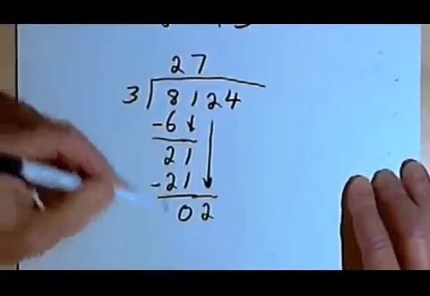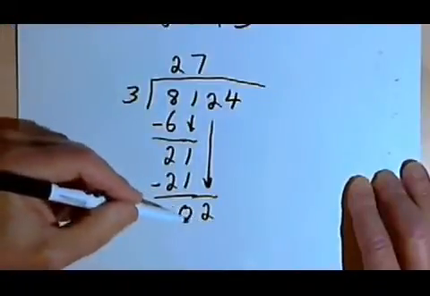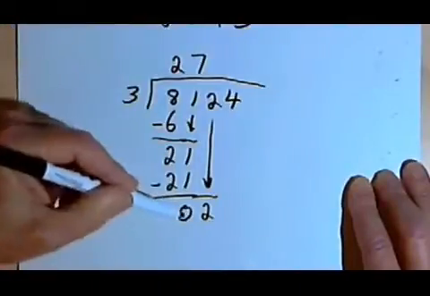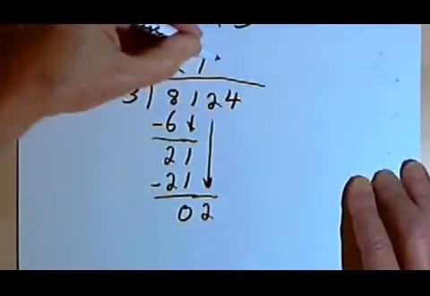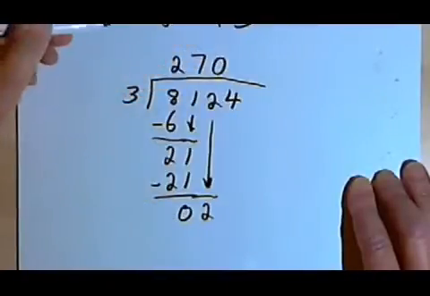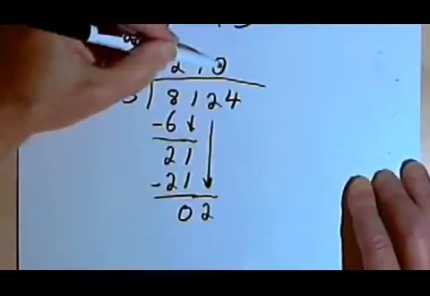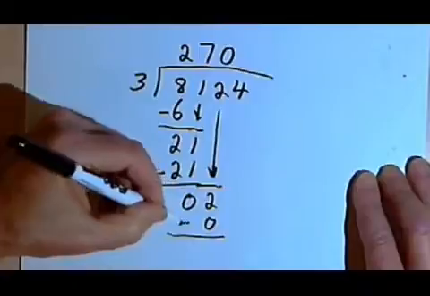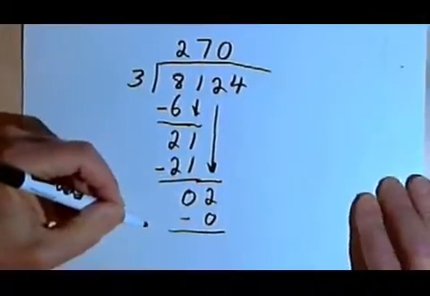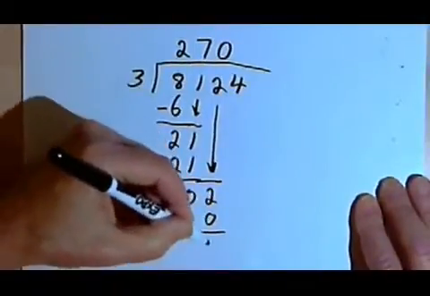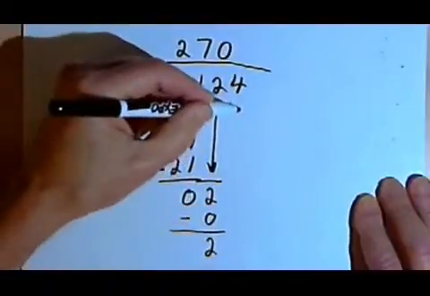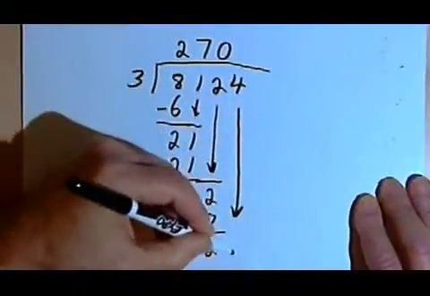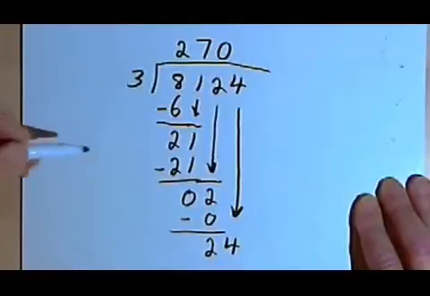So 3 goes into 2, well 3 doesn't go into 2, so 3 goes into 2 0 times. So I'll write a 0 above that 2. Then I multiply. 0 times 3 is 0. I have to subtract. 2 minus 0 is 2. And I bring down the next number and start again.